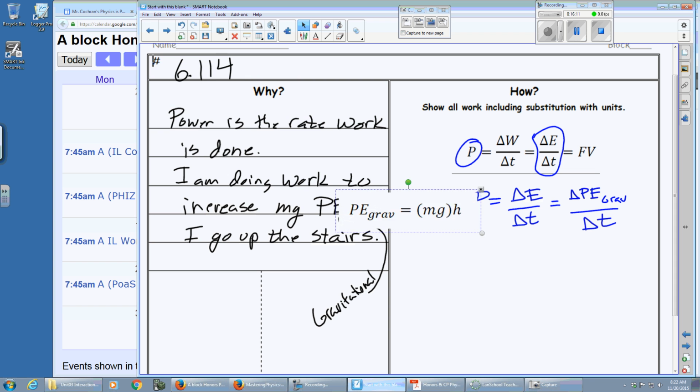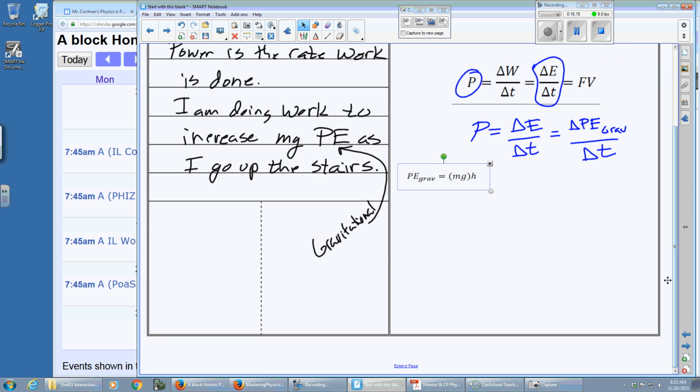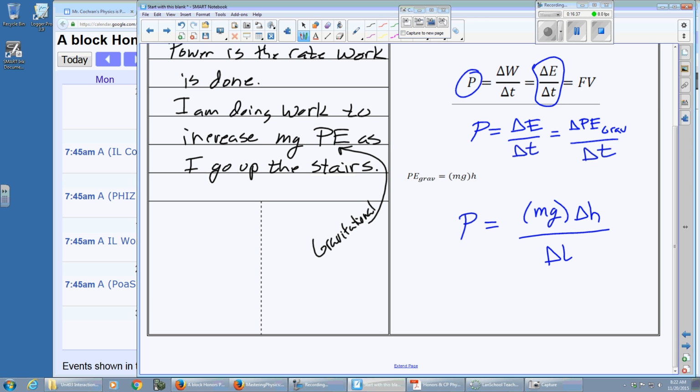So, for my gravitational potential energy, I'm going to use this. So, my power is going to be my weight mg, the height, and which one am I changing as I go up the stairs? My weight or my height? Height. And the change in time. And now I know all of those values.